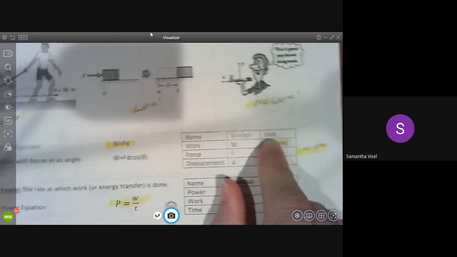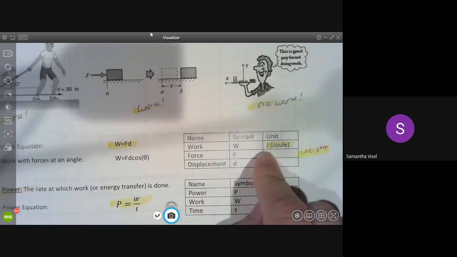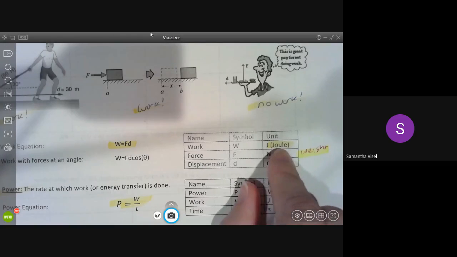Our symbols and units. So the symbol for work is a W, so that'll make it easy to remember. It starts with the same first letter as in work. Unit, though, is a little weird. So the unit is a J for a joule. So you pronounce it like a jewelry jewel, but it's spelled a little different.